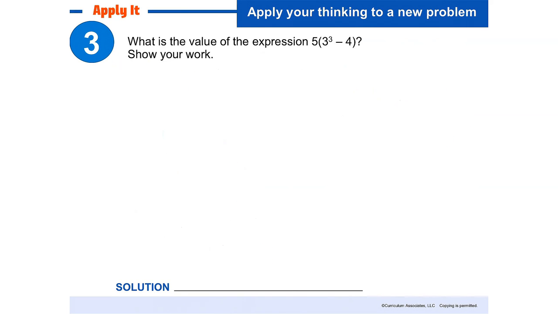Now looking at this next one, we don't have a story problem, but we're just given an expression. So I'm going to start off again, always, gem dust. Okay. Whoa, I dropped my pencil. Sorry about that. Okay, so 5 times the quantity of 3 cubed minus 4.